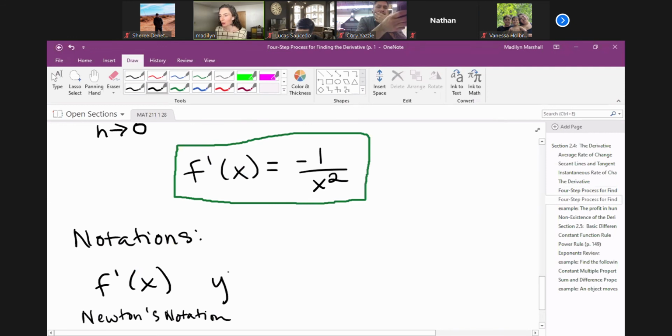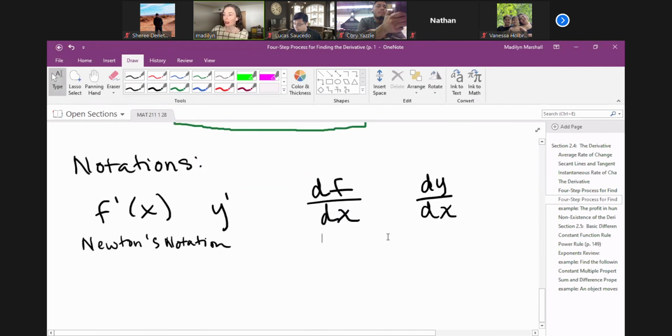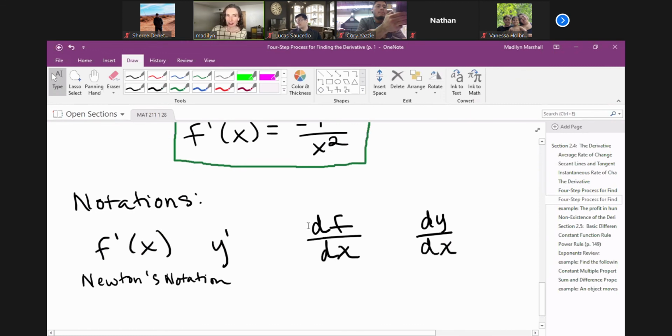And we can also use prime on a y, if we're not using f notation. The other notation, which we'll be using more next week, is this notation, which is very useful in different contexts, and we will see it more later in the term as well. The d basically stands for derivative, that's how I think of it, and this is Leibniz's notation.